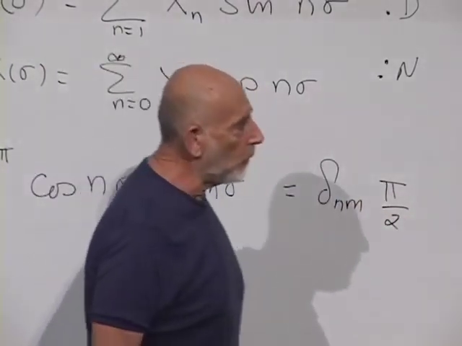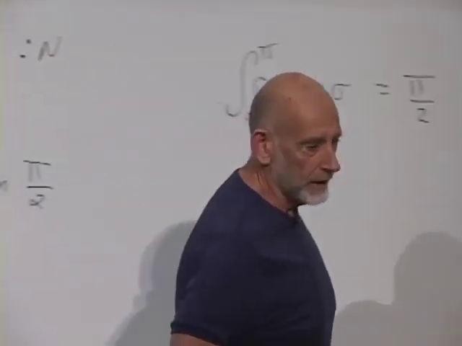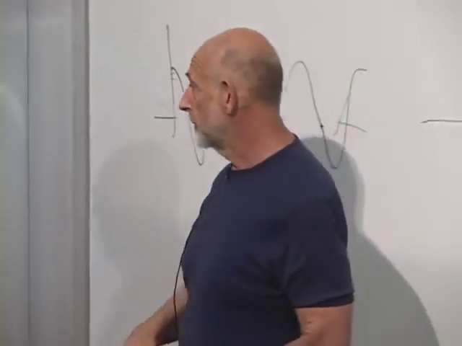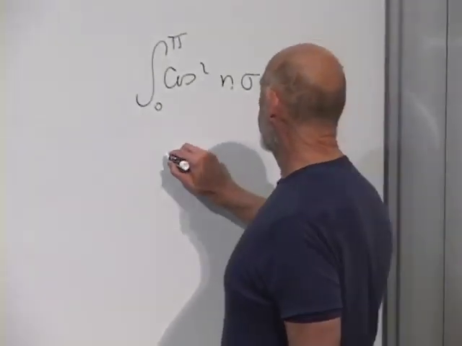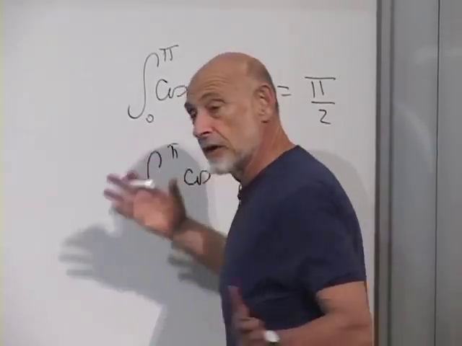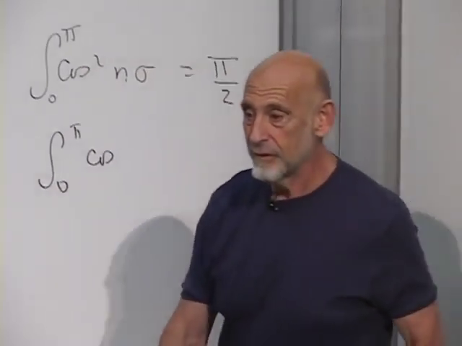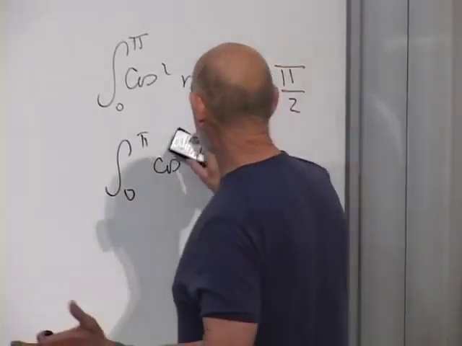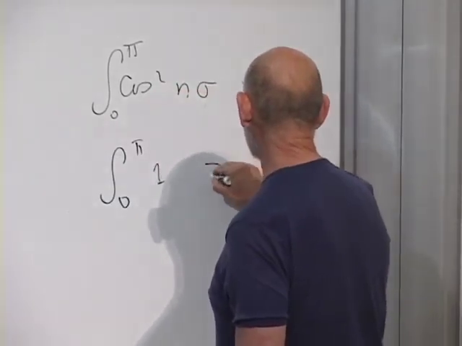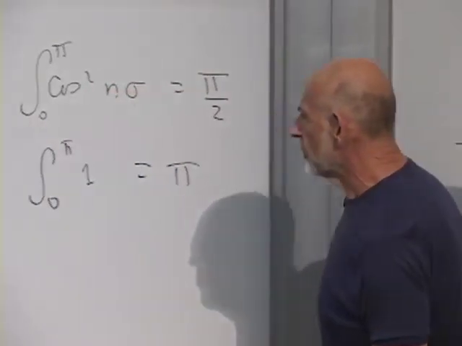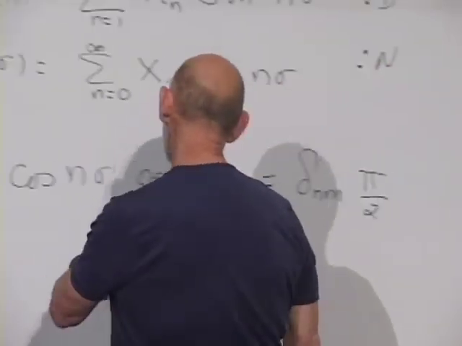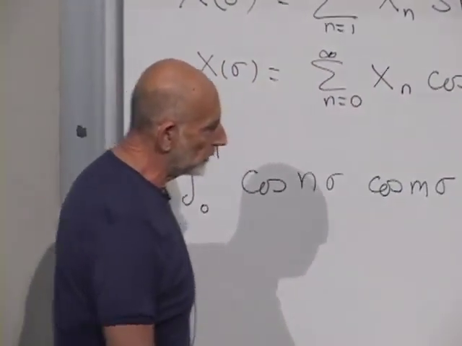Now, I made a mistake for one special case. Anybody know what the special case is? N equals 0. So let's take n equals 0. Integral 0 to pi of cosine, what's cosine of 0 sigma? 1. Cosine of 0 is 1. So it's just 1 d sigma, and that's equal to pi. So the one exceptional case is when n and m are both equal to 0.